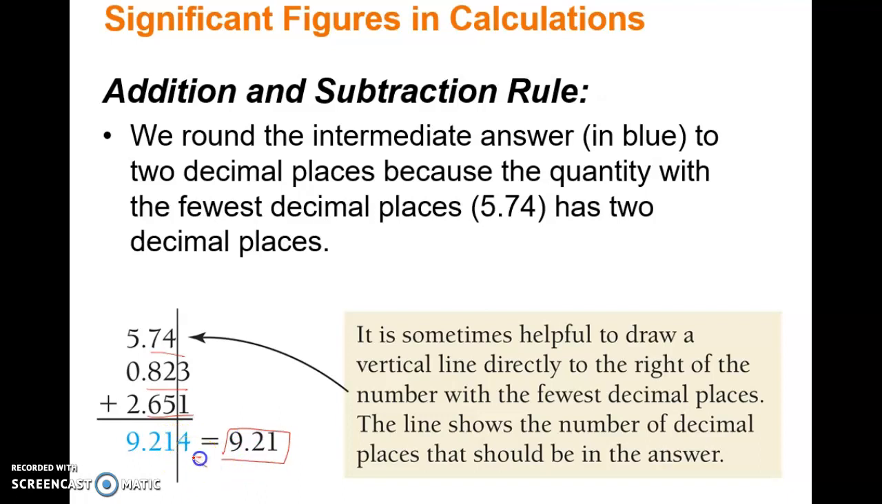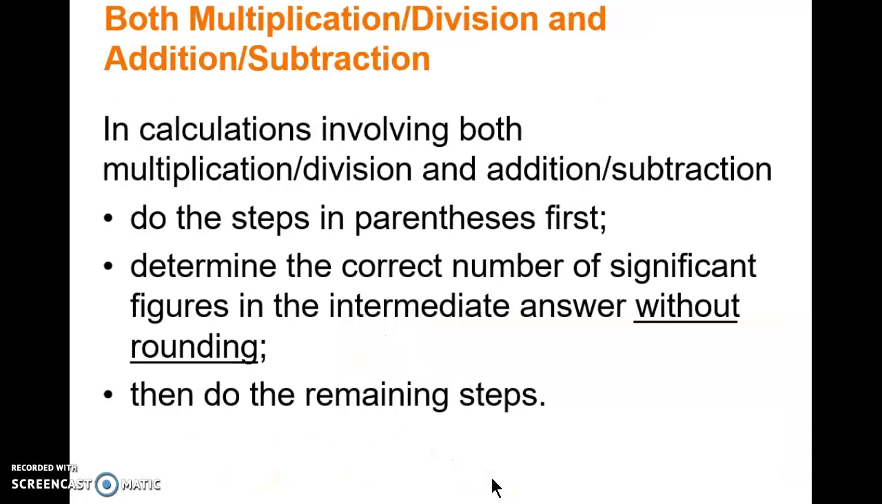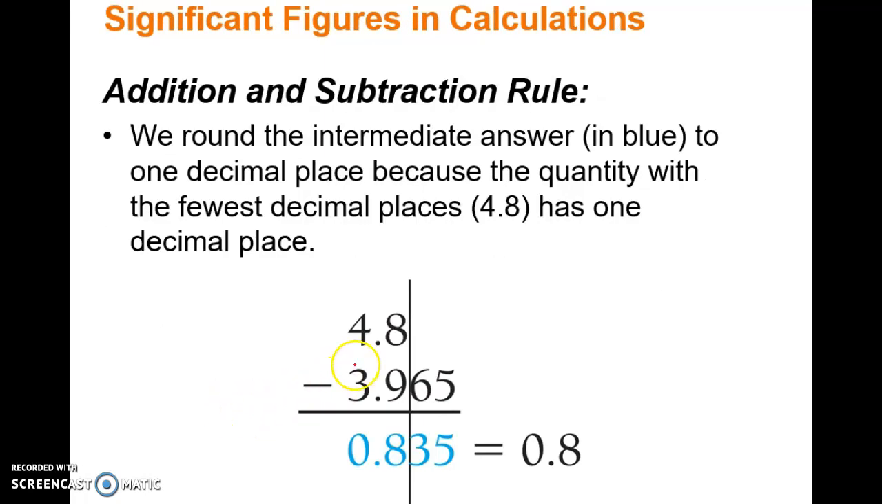And I know I don't need to round it up because my first non-significant digit is a 4 and not a 5 or higher. All right, let's try one more. 4.8 minus 3.965. My answer can only go 1 place past the decimal because that's what my weakest value goes. What comes out in your calculator is 0.835. This is a 3, so I'm definitely not going to be rounding up the 8, so my answer just becomes 0.8.